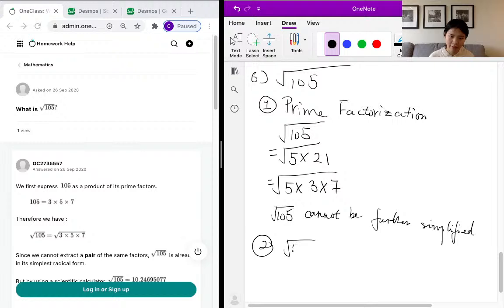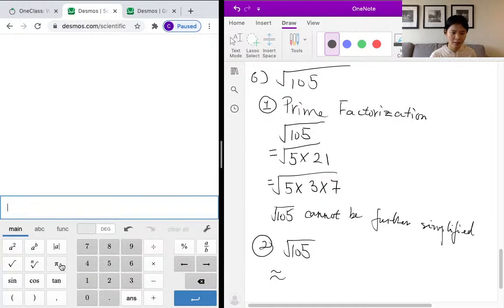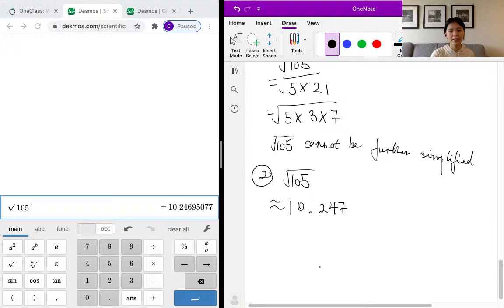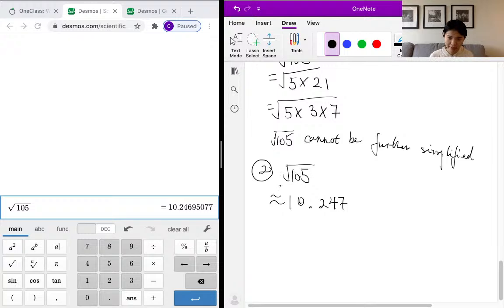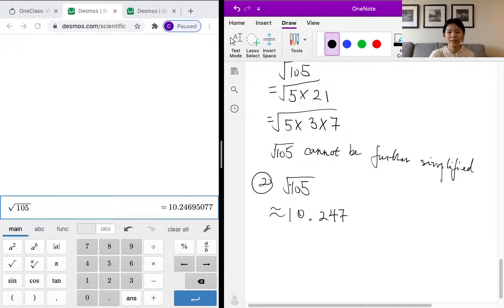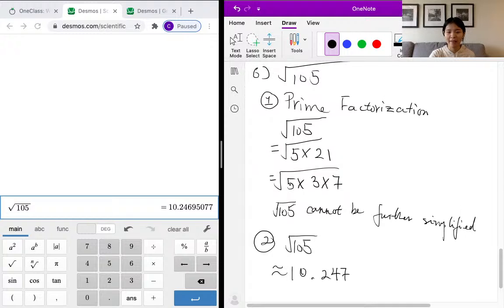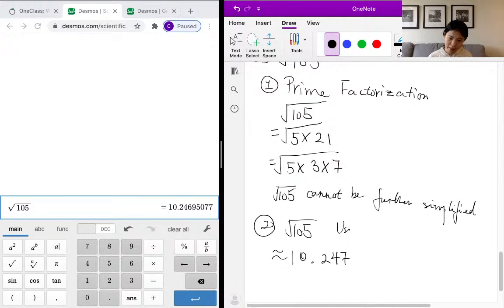If you're asking for the square root of 105, you could also just use a calculator to find the value. So let's just do it over here. The square root of 105 is approximately 10.247. This is just an approximation. It's not the exact value of the square root of 105 because this number is irrational. So this is the square root of 105 using a calculator. Again, there's a third way where you can find the square root of 105 by hand.